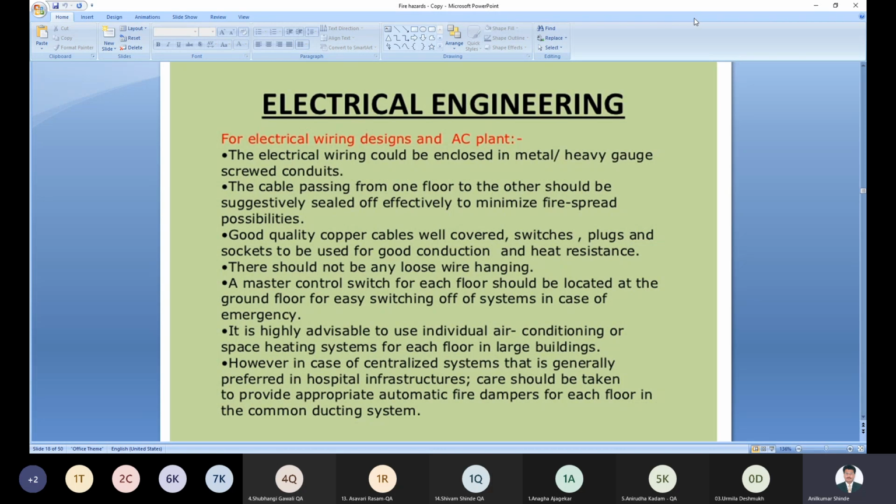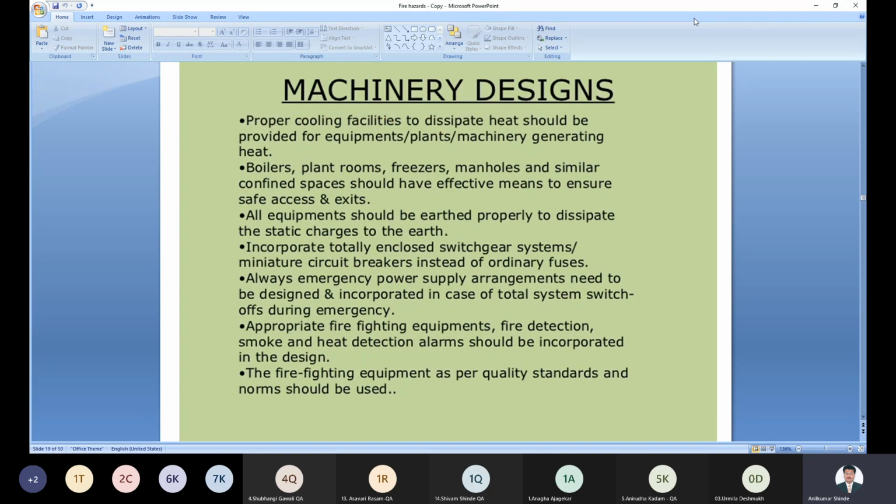Care should be taken to provide appropriate automatic fire dampers for each floor, so you can avoid the problem of fire. In machinery designing, proper cooling facilities should be provided for the equipment, plants and machinery. Every equipment should be attached to the air conditioning system. So a proper air conditioning and cooling system must be provided for every equipment.